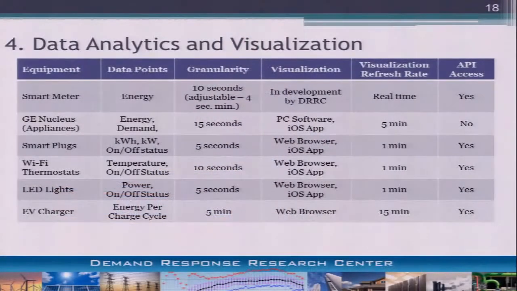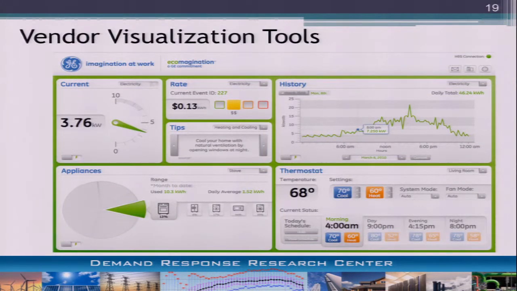And in the last of the four areas, I'd like to point out that each of these vendors in each of these areas have all been very creative in trying to take their control environment and their data environment and present that to the user in interesting ways which will capture their attention and hopefully increase their interest in reducing energy consumption in their home. So, for example, this is a visualization page from the GE Nucleus system, which we have installed in the D2G lab. And you see a little bit of everything up here.